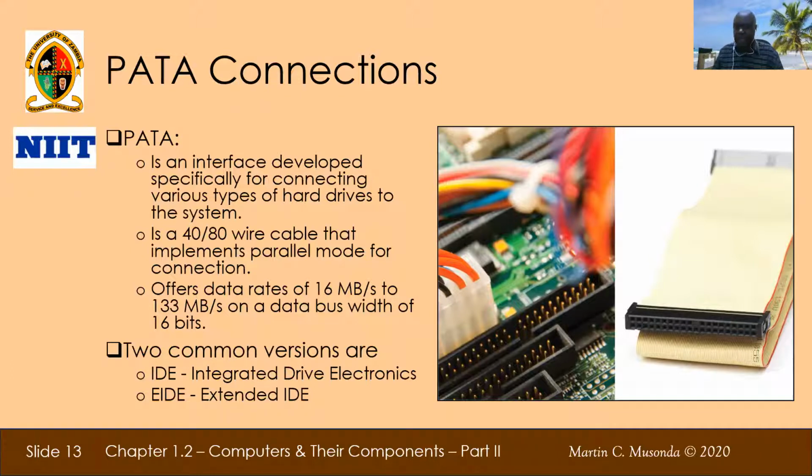Cable select is like automatic, where the drive which is placed in the middle of the ribbon is the one which is going to act as a slave. The one which is connected on one end is going to be automatically configured as the master drive.